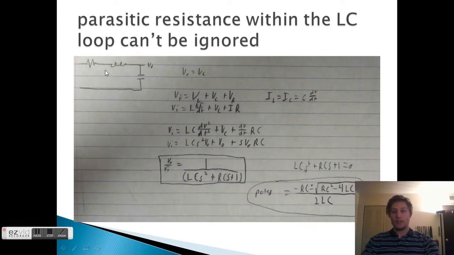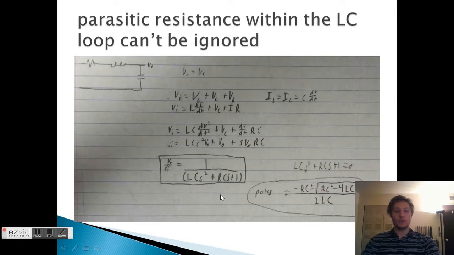Now, if you can't ignore a resistor in there, then it's going to be the exact same process. The only difference is that there's going to be an RCS right here. And now, because of this R, in order to find the pole, you have to use the quadratic equation. And by doing the quadratic equation, you just plug it in there, and then you'll see you have two poles at two different points.